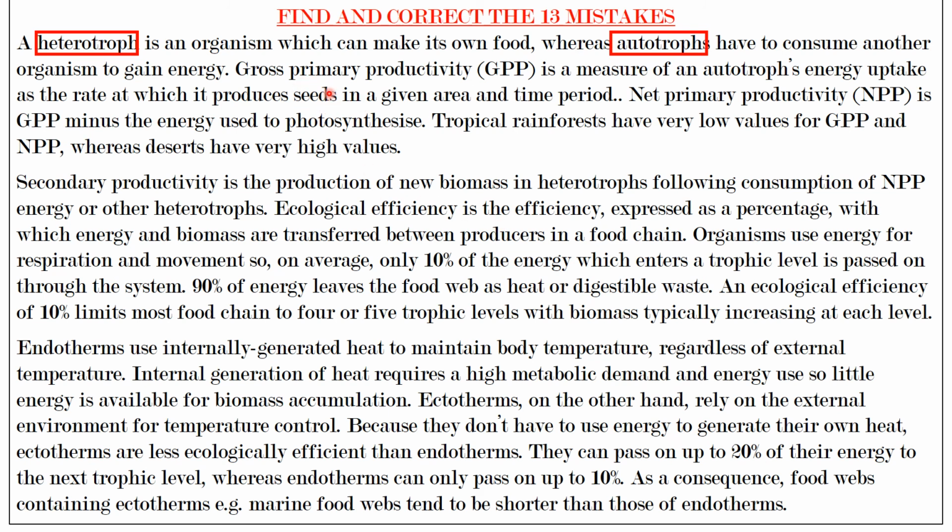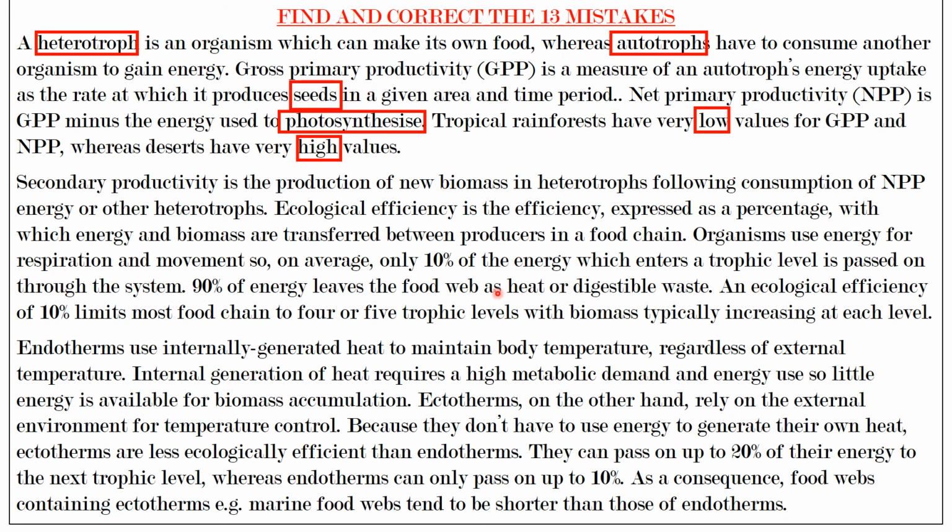It's not seeds, that should be biomass. Net primary productivity is GPP minus the energy used to photosynthesize. No, that should be respiration. Tropical rainforests have very low values for GPP and NPP, whereas deserts have very high values. That should be the opposite. So the first one should be high rather than low, and the second one should be low rather than high. So that's already 1, 2, 3, 4, 5, 6.